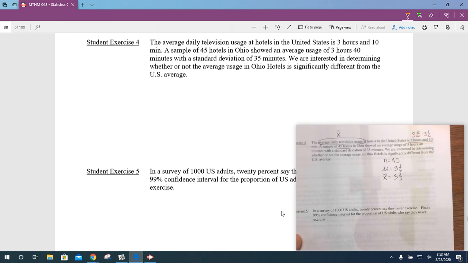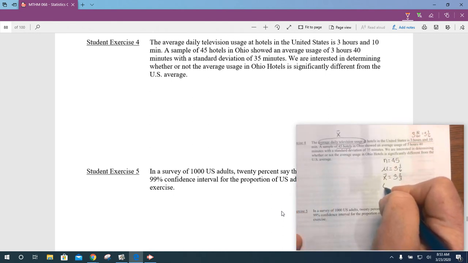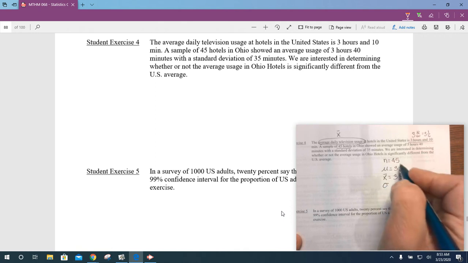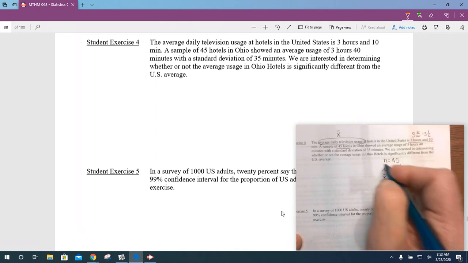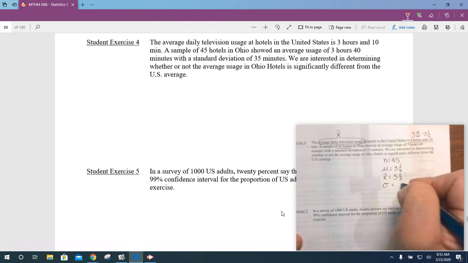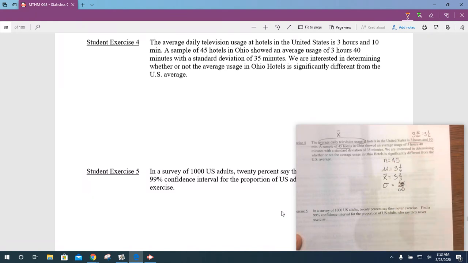And the last thing I need to know here is the standard deviation of 35 minutes. Since all these measurements up here are in hours, then we have to write our standard deviation in hours, and that's 35 out of 60, and yes, you can reduce that just fine. 5 goes into the top 7 times, and 5 goes into the bottom 12 times.